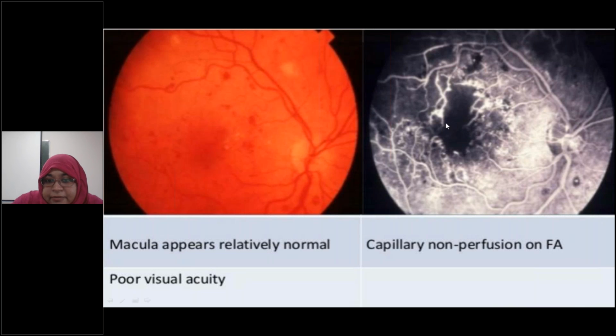Normally this circle is the foveal avascular zone, but here there is an enlargement of the foveal avascular zone. These are the capillary non-perfusion areas. Due to ischemia, these areas are not getting blood.